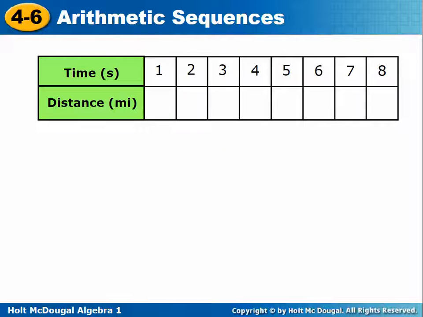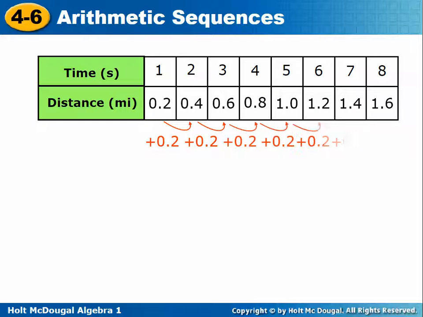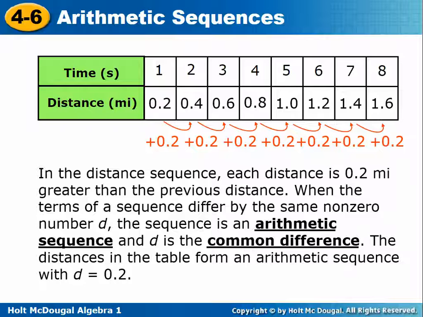Here's an example with the thunder and the lightning. When the storm is 0.2 miles away from you, it might take 1 second. When the storm is farther away, it takes longer. From the distances, you can find the differences and see if there's a pattern. And you can see that there is. Each distance is 0.2 miles greater than the previous distance.